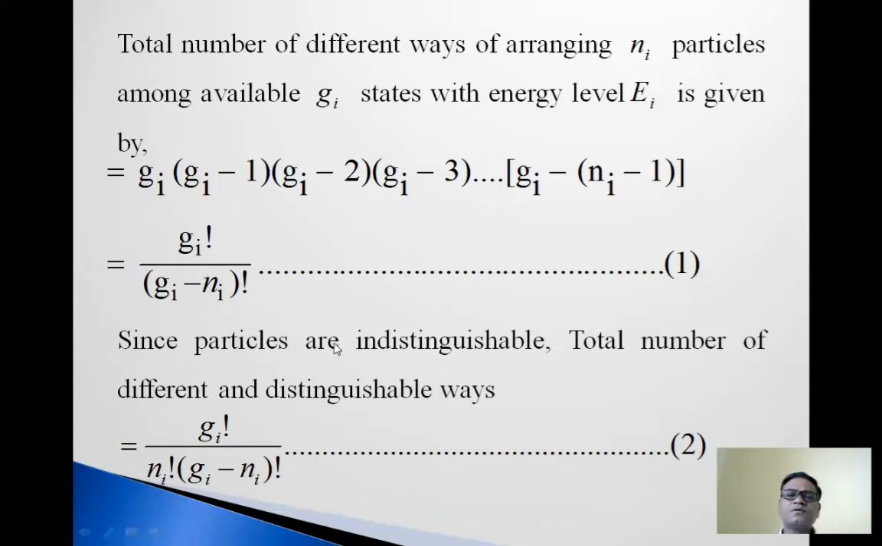Because the order does not matter. The particles are identical, indistinguishable. So in a particular energy level, whatever the order may be, it is meaningless. So we have to divide this factor by Ni factorial.